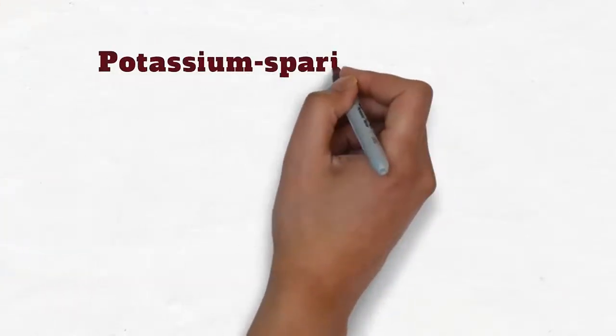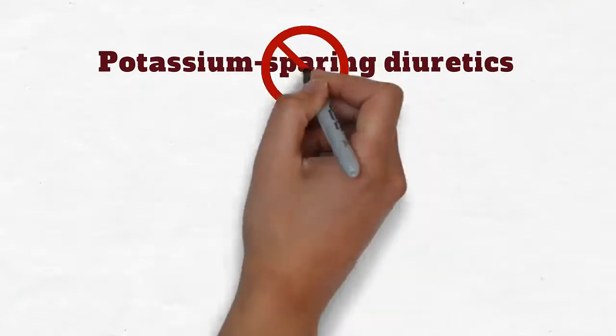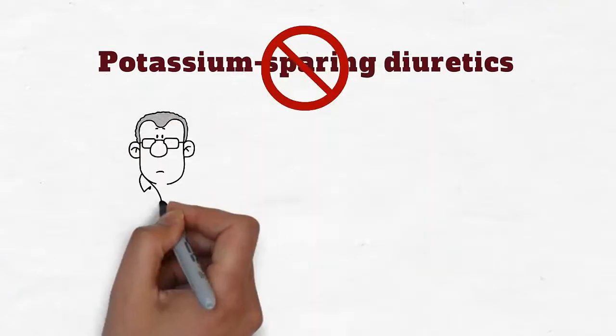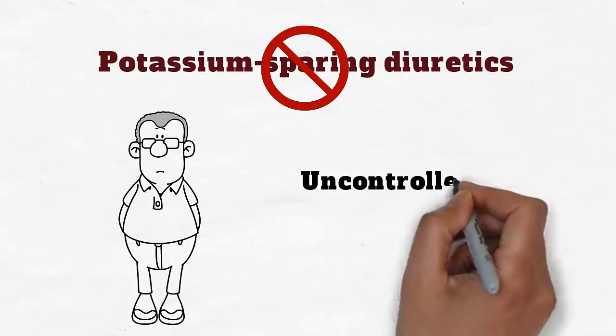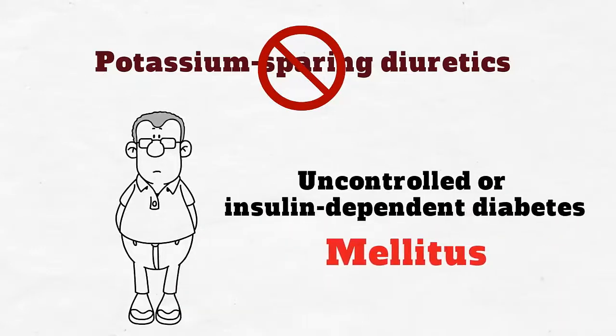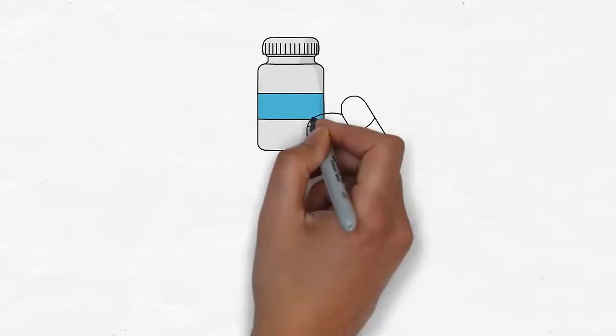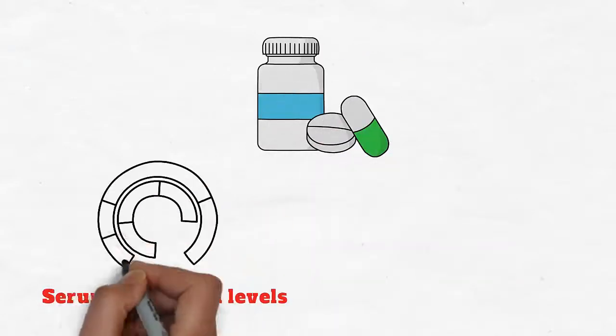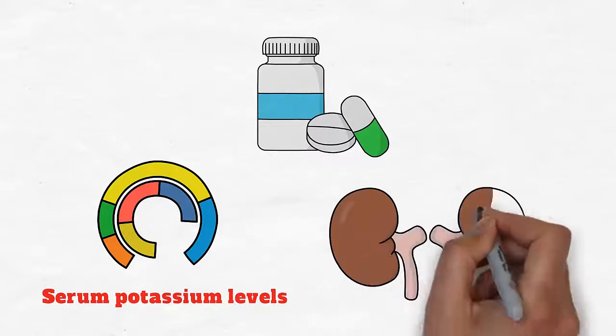Therapy with potassium-sparing diuretics should be avoided, if possible, in patients with diabetes, especially uncontrolled or insulin-dependent diabetes mellitus. If these drugs are used, serum potassium levels and renal function should be monitored at regular intervals.